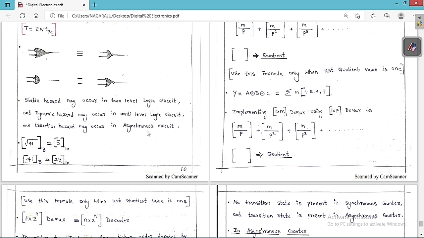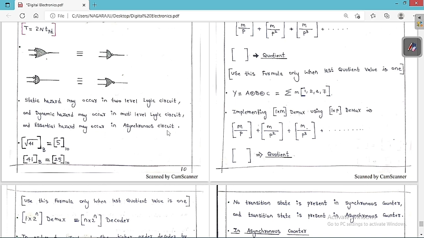Asynchronous means, as I already told you, the output of one flip-flop is given as a clock to the other flip-flop; it is called an asynchronous circuit. So these are the important things that you always have to keep in your mind. A static hazard may occur in the two-level logic circuit, whereas a dynamic hazard may occur in the multi-level logic circuit, whereas the essential hazard may occur in an asynchronous circuit.